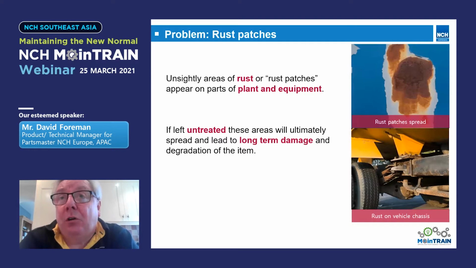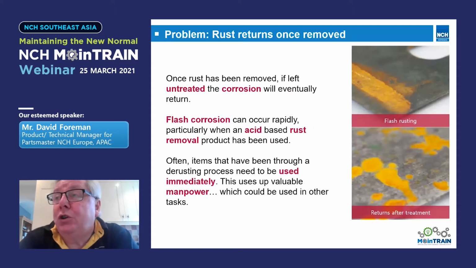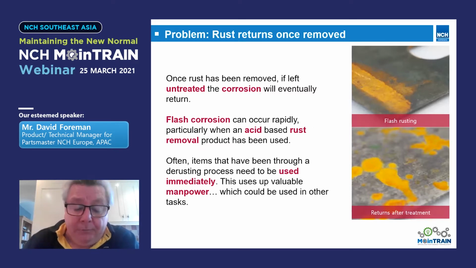Also, rust patches are a big problem. Certain areas of a structure or a tank may be affected more than others, so that can end up with rust areas and rust patches. And if left untreated, again, can cause bigger problems further down the line, particularly on things like vehicles as well. And also, once you've removed the rust, you need to prevent it from reoccurring. If you just simply remove the rust and leave it, it will come back, flash corrosion, etc. So you need to have a whole program.